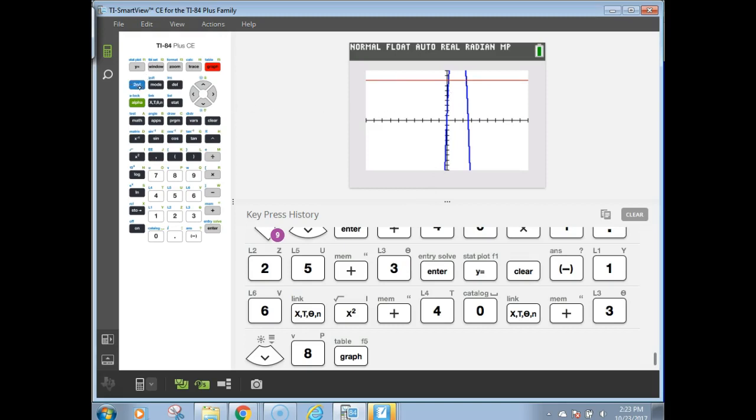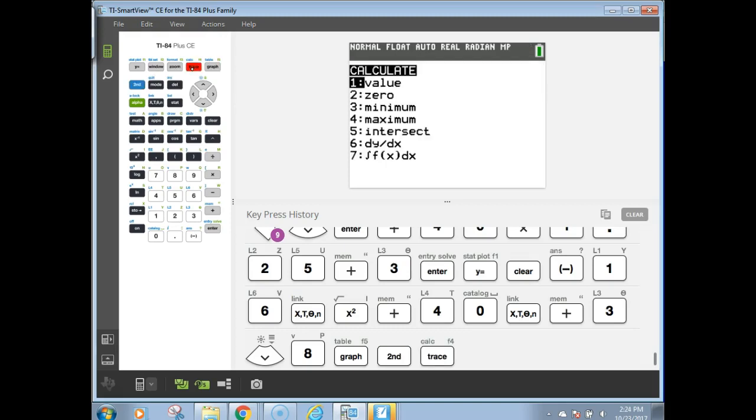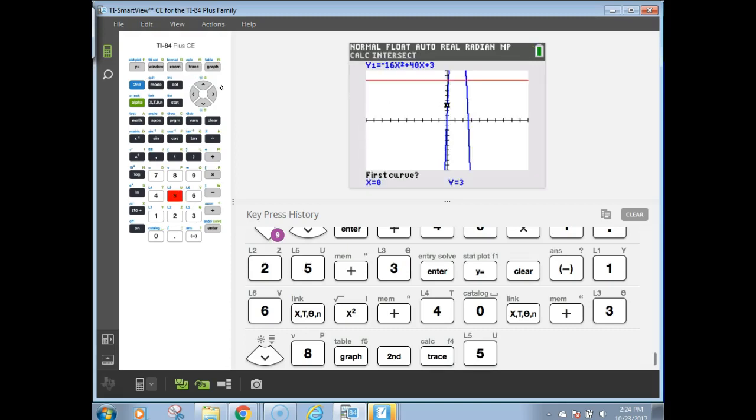So if you haven't tried this yet, let's try it now. Second trace. We want to calculate the intersection, choice 5. You're going to have to arrow to the right so that you don't find the wrong one. It's coming down. Oh, too far. I want to be above it, so I'm going to hit enter when I realize I made myself go above it. Enter again, enter again. All right, 2.37 seconds.